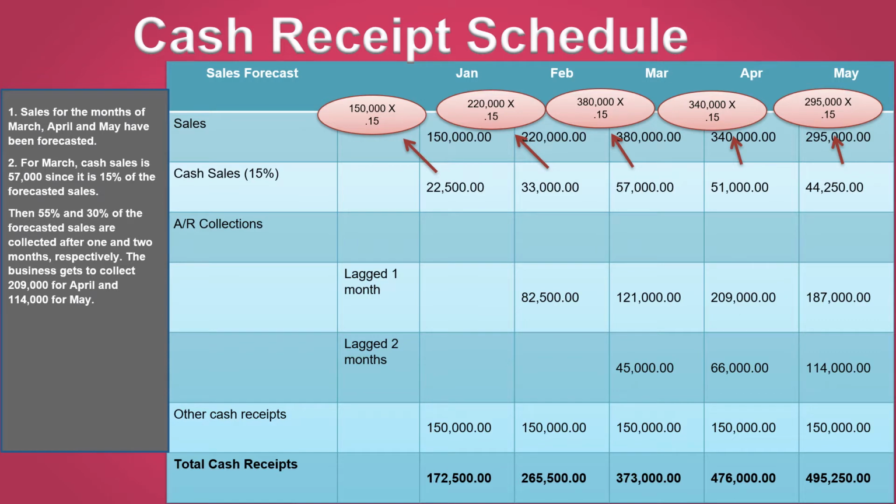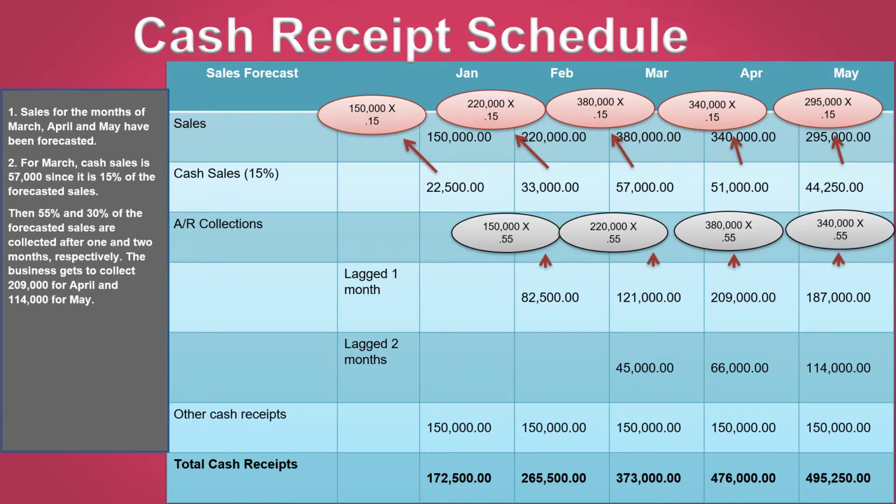Next, 55% of the forecasted sales will be collected after 1 month. So we have an accounts receivable collection lag of 1 month, and that's 55% of January sales. The same process applies for the month of March. The 121,000 is 55% of the forecasted sales for the month of February, and so on and so forth.